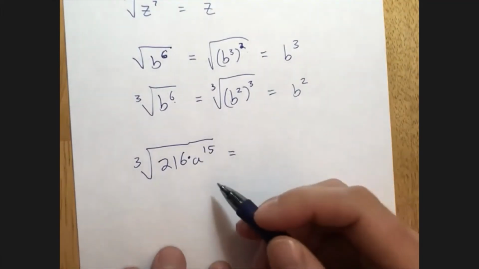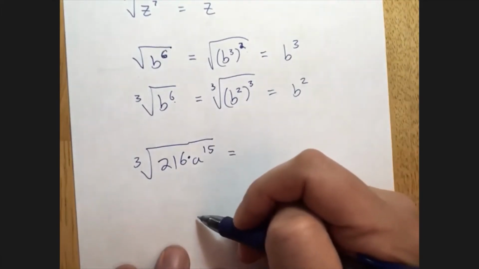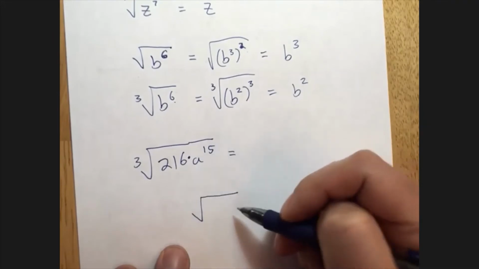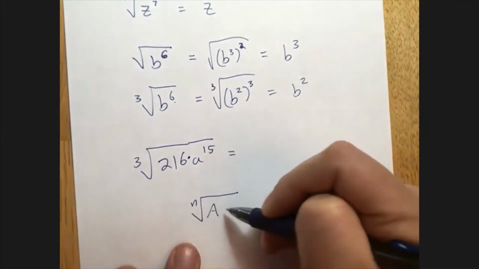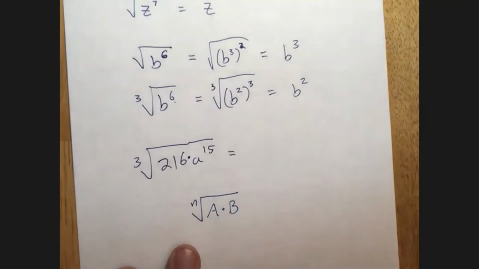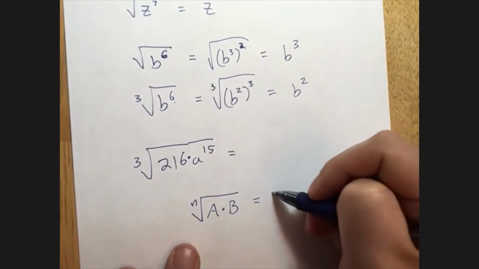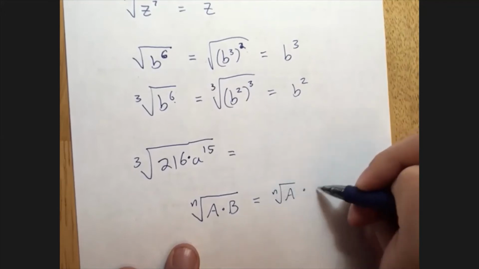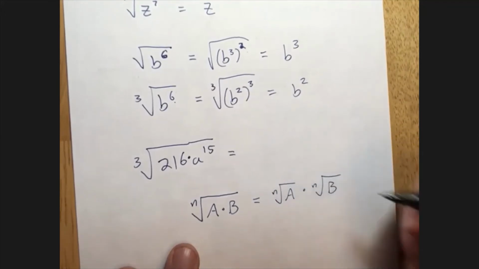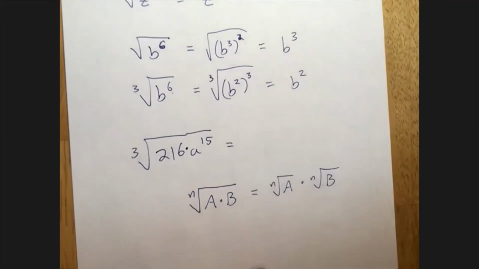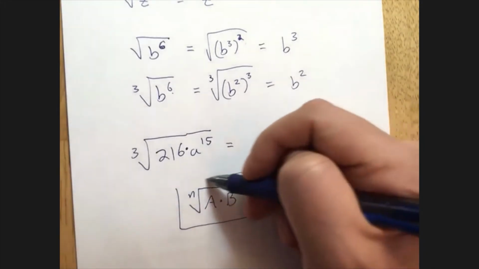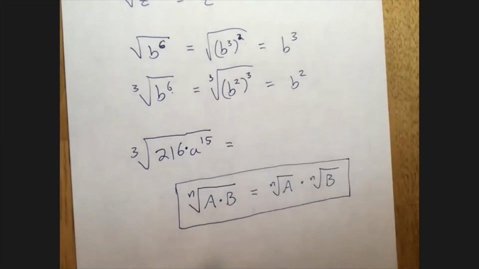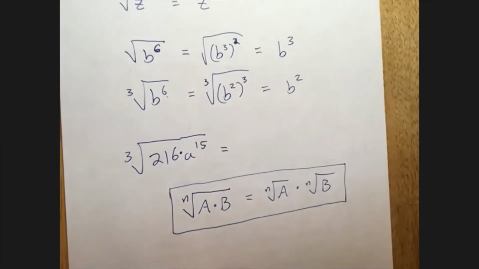So here's the property that we need. If I take the nth root, it could be any index, of a times b, we need to know that we can do this. Take the nth root of a and then multiply it by the nth root of b. And this is the fact that we're going to use. I'm sure it's in your book somewhere. I just couldn't find it in that section. This is a kind of a product property for roots.